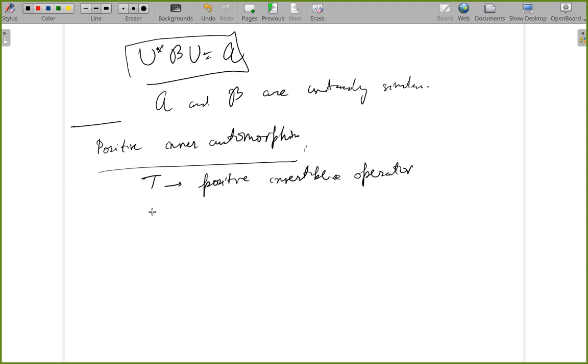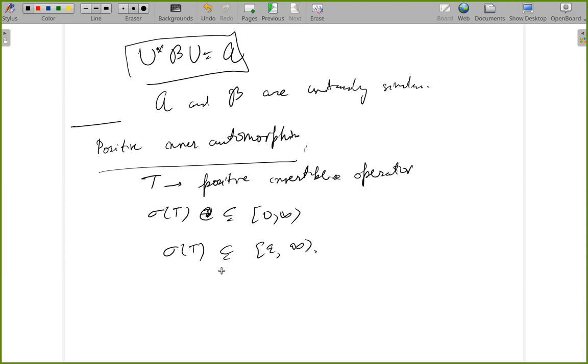And which means sigma of T, first of all, is a subset of 0 to infinity, but you can say a little bit more. It is away from 0 because it is invertible. So in fact, you can say the spectrum of T is contained in some [epsilon, infinity). Okay.